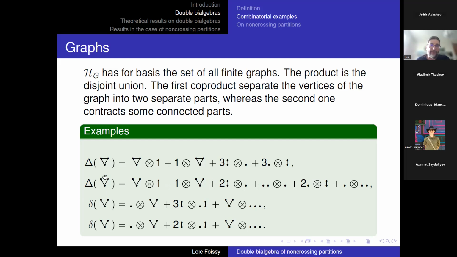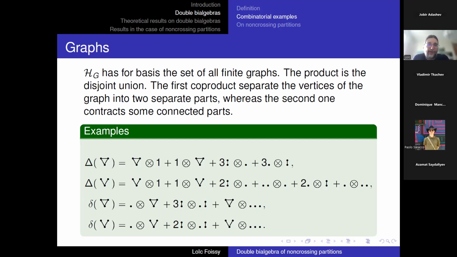I can do the same for the other edge. I obtain the same term, so you will obtain a coefficient 2. Or I can put on the left these two vertices. I obtain a disconnected graph, and on the right, I put the remaining vertex. Or I can choose to put two vertices on the right and one vertex on the left. It gives you the same term, but flipped from left to right. So the first coproduct is rather simple: just cut your vertices into two parts.